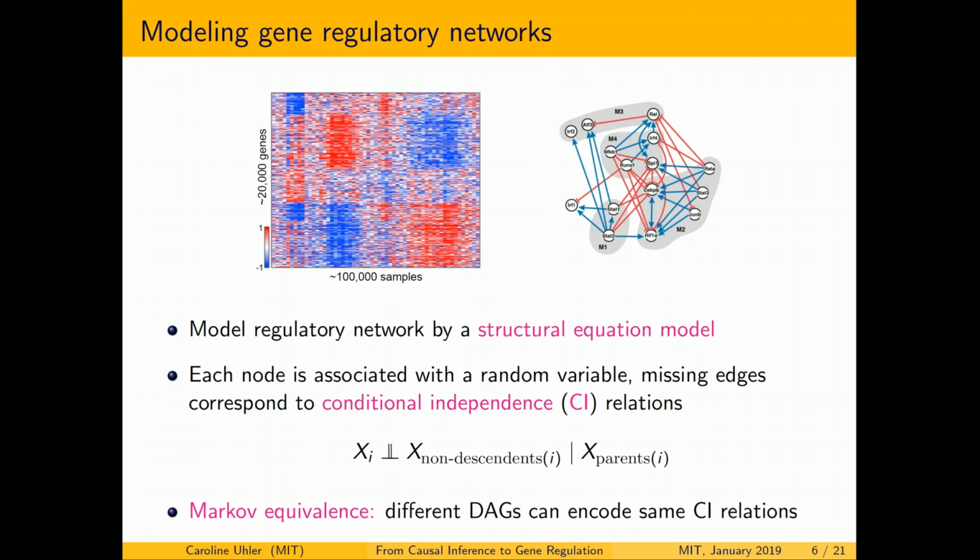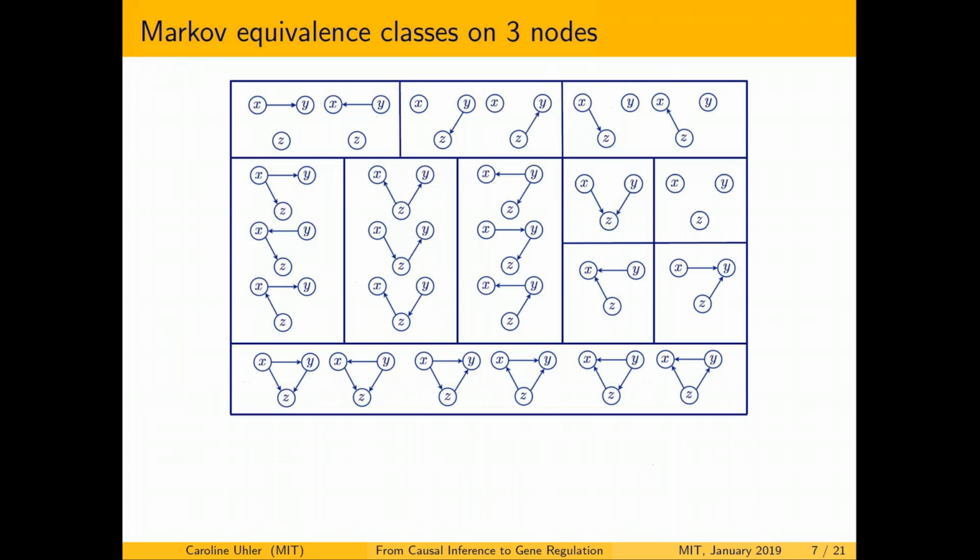But now there is a problem with this approach, namely that different networks can actually encode the same set of conditional independence relations. This is very well known, and this is known as Markov equivalence. Let me just show you on the next slide. So these are all of the graphs that actually encode the same conditional independence relations.